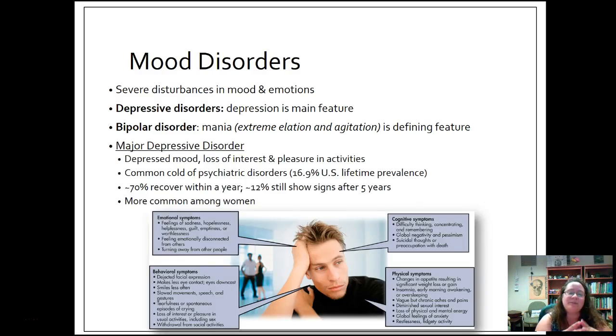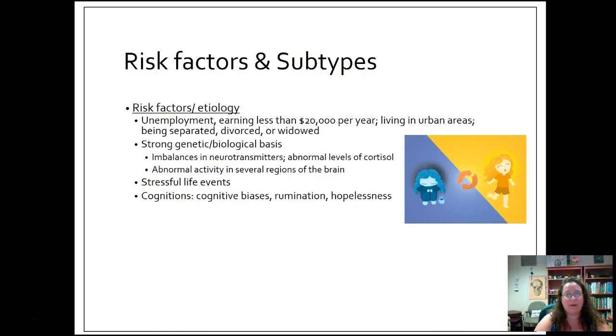But major depressive disorder is one of the most common. We call it the common cold of psychiatric disorders. It's very common for individuals to experience this. It has a lot of symptoms, so this graph down here will show a lot of these symptoms. Most people who experience a major depressive episode, it seems to come on as an episode, might last a few months. Most people are going to recover within a year, but for some people this will really persist. So treatment really is important. And we see this being more common among women.